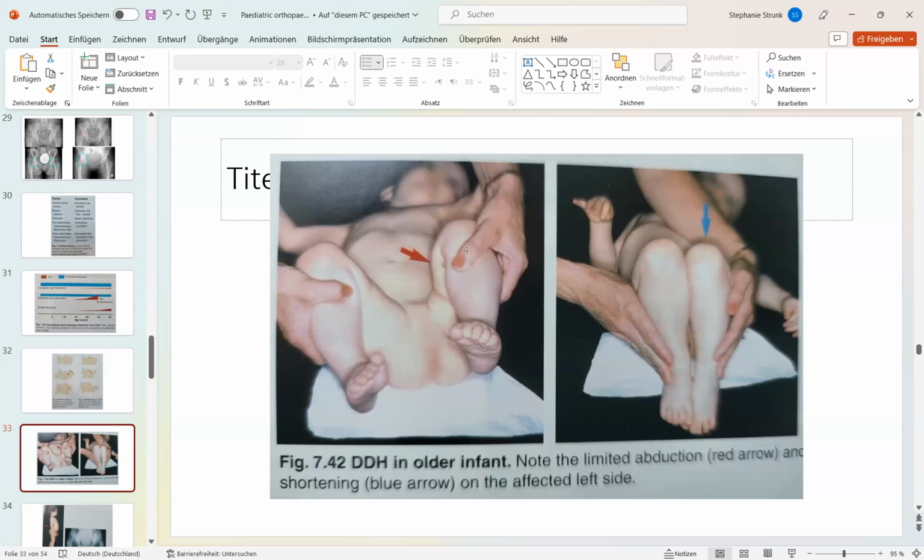Here, this kid has limited abduction. You can't abduct the hip joint. And here you see the leg length discrepancy. This is a shortening of this leg because it's further back. The hip joint, the femoral head is further back, which leads to the leg length discrepancy.